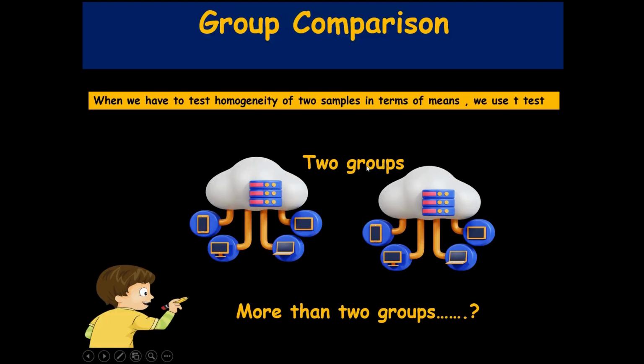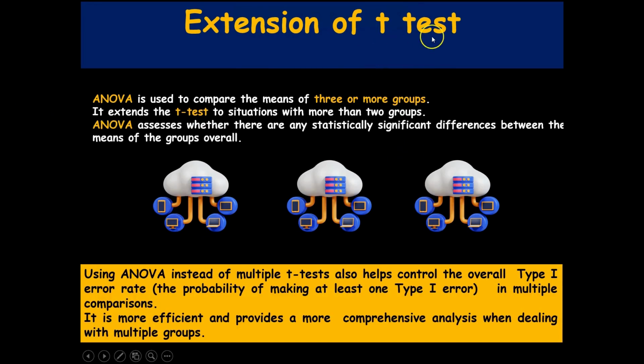Let us proceed. As far as group comparisons are concerned, we are always interested in comparing groups in terms of means or in terms of variances. When we want to test the homogeneity of two samples in terms of means, we prefer the t-test, but what do we do when we have to test the homogeneity of more than two groups in terms of means? We need an extension of the t-test. So, do we have an extension of the t-test? Yes, we do.